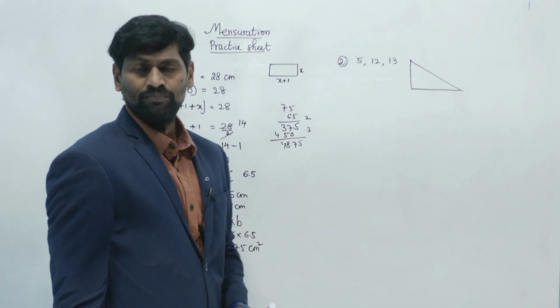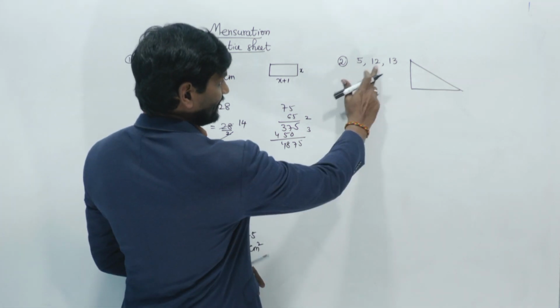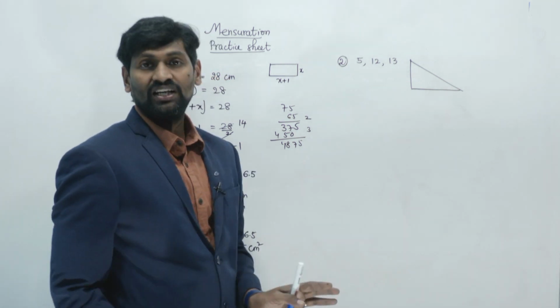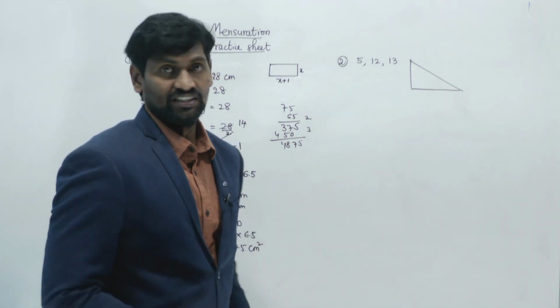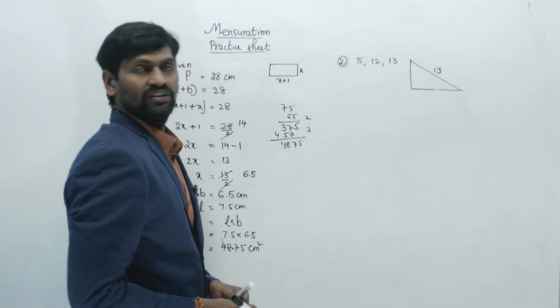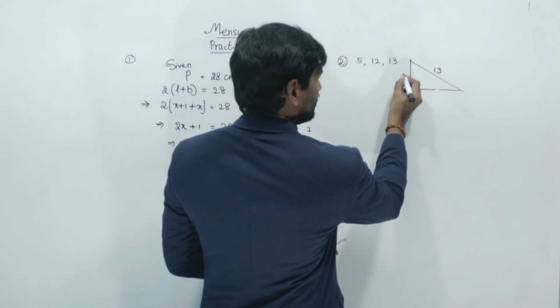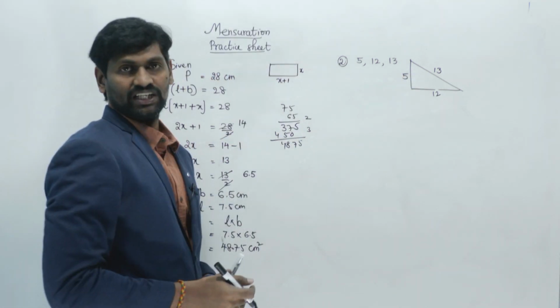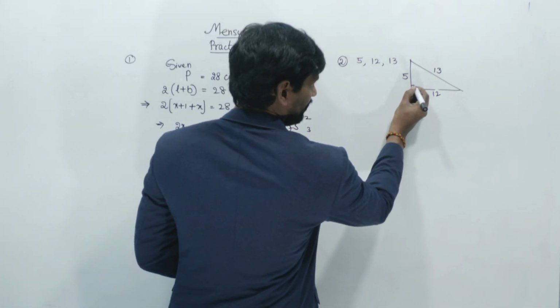Very easy problem, because while you are observing these 3 measurements, the highest measurement 13 will be the length of the larger side. What is nothing but 13. So the remaining 2 you can take as you wish. This is 5 and this is 12, or you can take here 5, here 12. So right angle triangle, the right angle will be here.